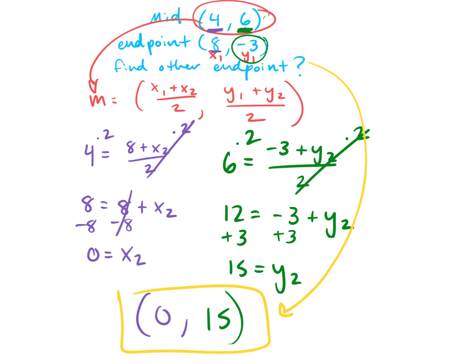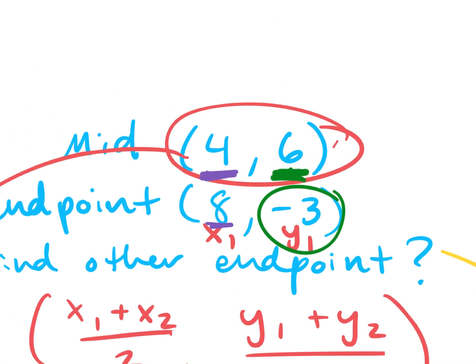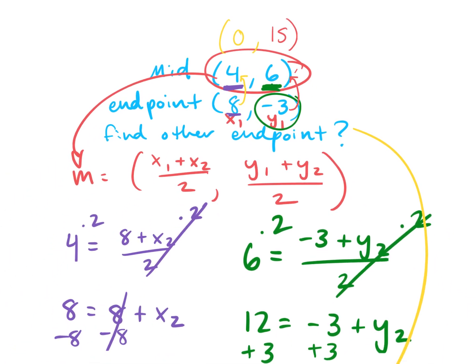Any questions here? So another way we can think about it is from our endpoint, so from 8 to 4, we're subtracting 4, so you can subtract another 4. So 4 minus 4 would be 0 to get our other endpoint. From -3 to 6, we're going up 9. So if we add another 9, we'd get 15. So you can think about it that way, but it does get a little bit more tricky to do it that way if you have fractions. But that totally works. It's a lot less work, but same idea.